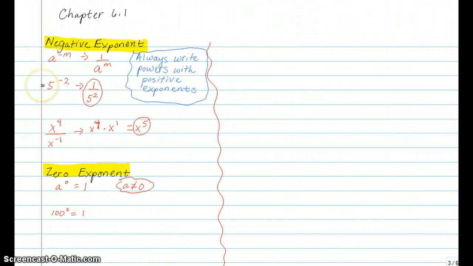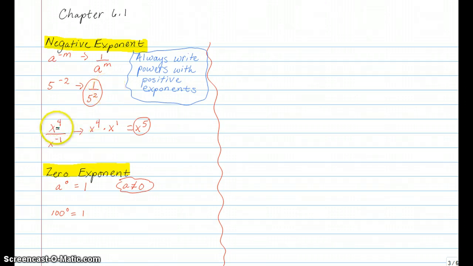And the way that you fix it and get the powers to be positive is by moving it from the numerator position to the denominator, or vice versa. So A to the negative m would be 1 over A to the m. That gets rid of the negative. So 5 to the negative 2 would be 1 over 5 squared. Now again, that's just simplified first step. It's not completely evaluated.